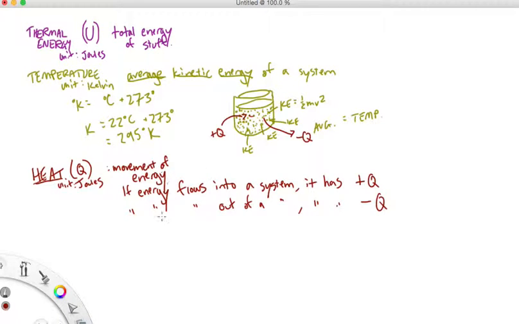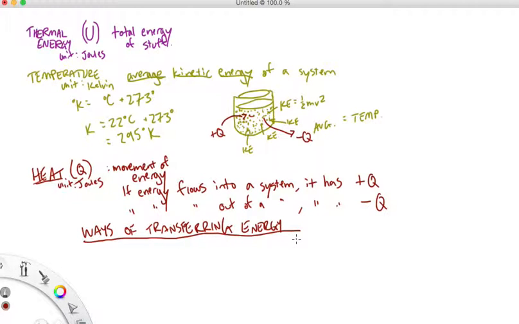Now there are different ways to transfer this energy. There are different ways that heat moves. This is what is all over the internet. So, ways of transferring energy, or ways of heating. Same thing. One way is through conduction. I'll use different colors for these. Conduction.